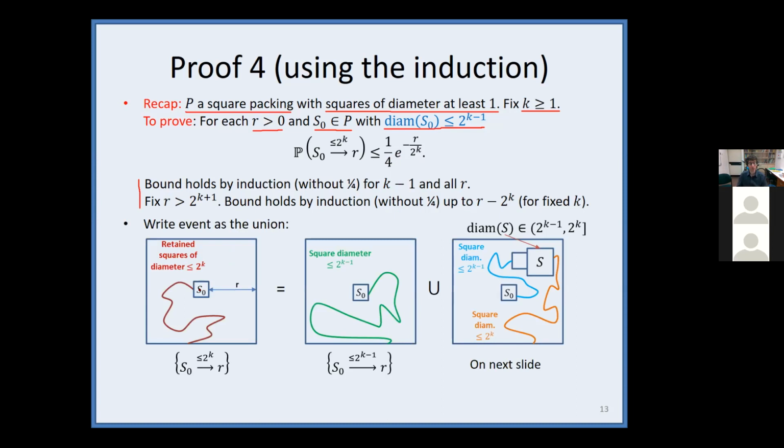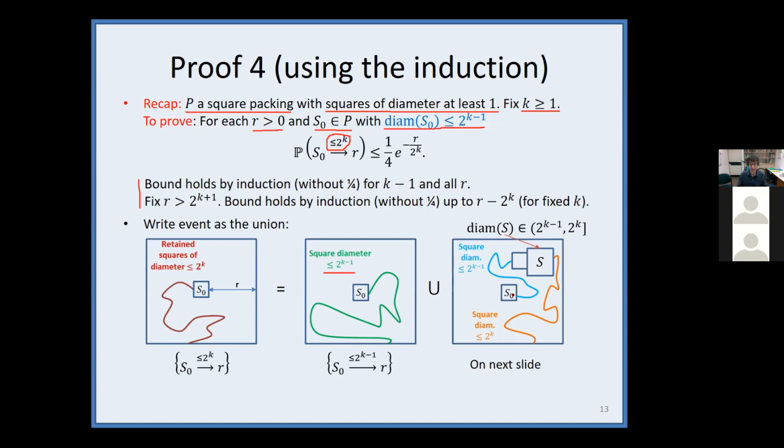In order to go from S0 to distance r, you have to do one of 2 things. Either you go to distance r using squares of diameter at most 2 to the k minus 1. You're allowed to use squares of diameter up to 2 to the k, but in fact you don't use them. You only use up to diameter 2 to the k minus 1. That's one possibility. Or you do use somebody of diameter between 2 to the k minus 1 and 2 to the k. Let's call this somebody s.